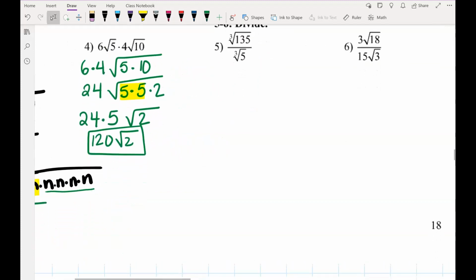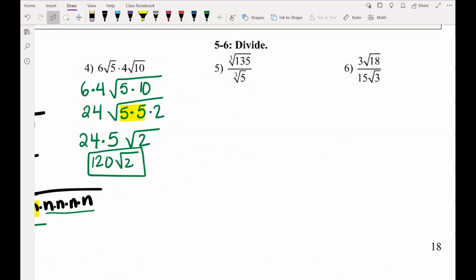Dividing, same rules will apply. You have to check for index, which on number 5, they're both 3. So now, students, you can just rewrite them under one big ginormous radical. So now you're going to go, okay, 135 divided by 5, definitely workable. So that's going to be 27. And students, congratulations. Guess what? 27 is a perfect cube. So that's just going to be 3.